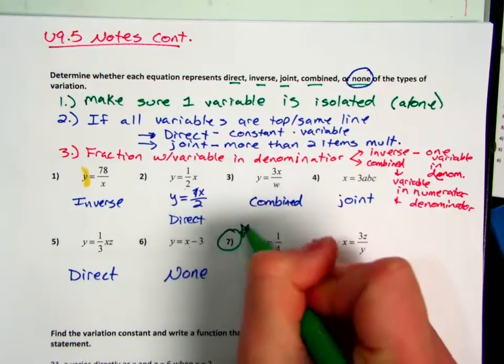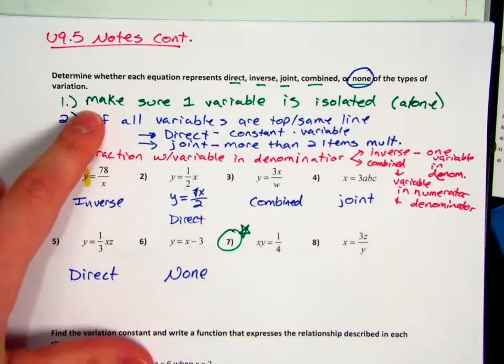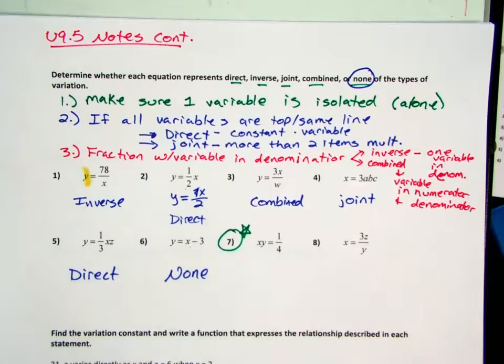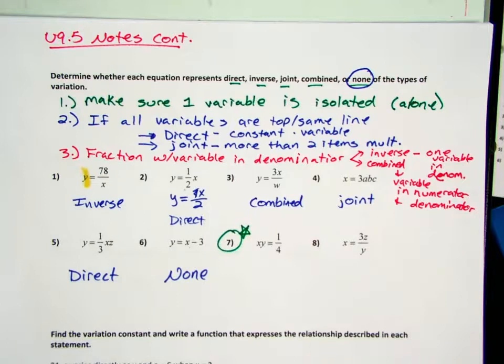All right, now let's take a minute and look at number 7, which to me is one of those special cases because it applies number 1. We need to make sure that one of the variables is isolated. In this case, no variable is isolated because x and y are together. So I tend to go with getting y by itself as opposed to x, but to be honest, it wouldn't matter which one you dealt with.